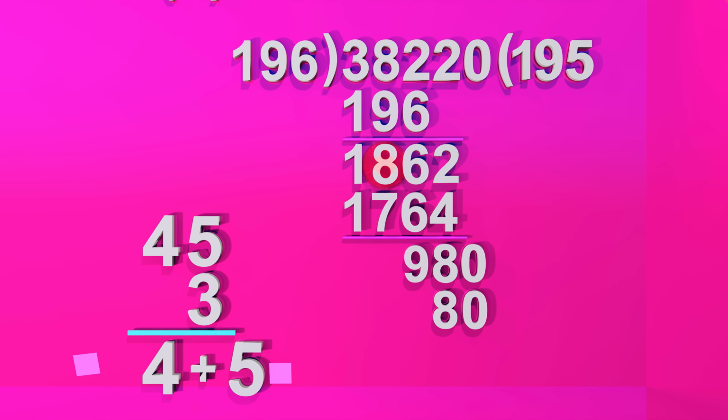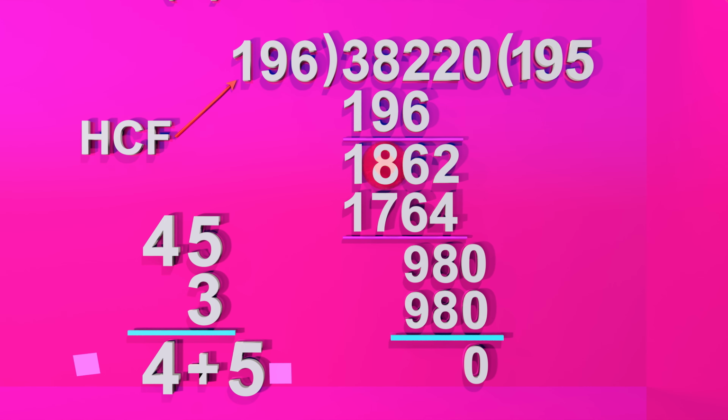Now 4 was kept to add, so we will add it, so we get 980, and 980 minus 980 is 0. Now we have to divide 0 by 196. This is the right way according to Euclid's division algorithm, but here we found remainder as 0, which tells that 38220 is completely divisible by 196. So 196 is a factor of 38220. Also 196 is a factor of 196 itself. That's why 196 will be the HCF of given numbers.